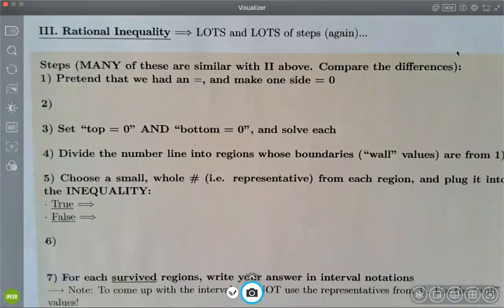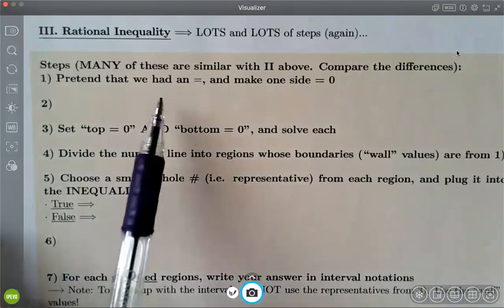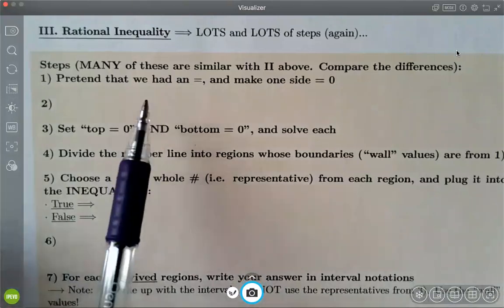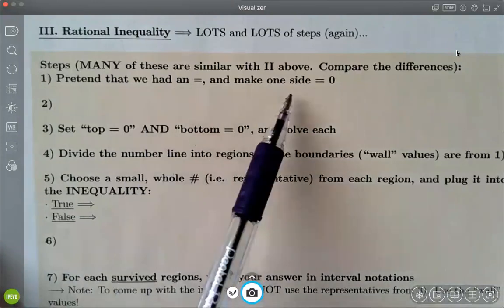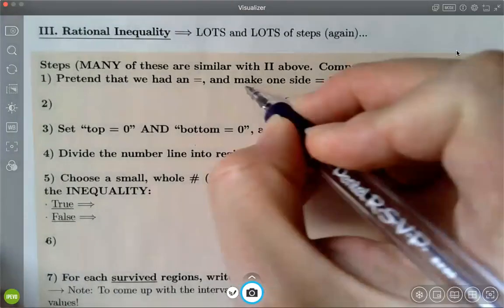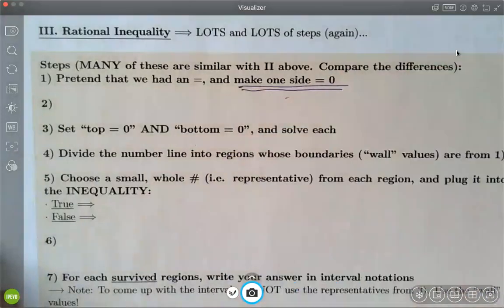Okay, so now let's compare. So first one, so what was the step number 1 for the quadratic inequality? Put an equal sign, right? Okay, so here we have it. Now we have a little bit of difference here. The first difference, make one side equal to 0. Okay, so that's kind of different, but it's not too much difference.